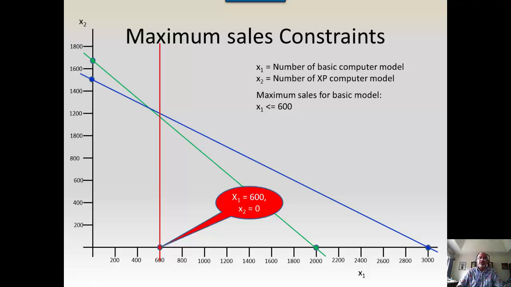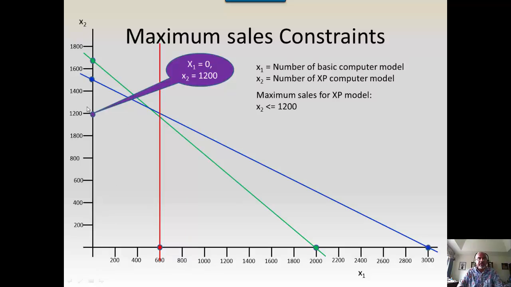Now let's look at the maximum sales constraint for the XP model, which is x sub 2 is less than or equal to 1200. So let's take x sub 2 equal to 1200. Now all points below that are feasible, so you can draw a horizontal straight line. So all points below that are feasible. So now the feasible area has gotten further restricted to this.